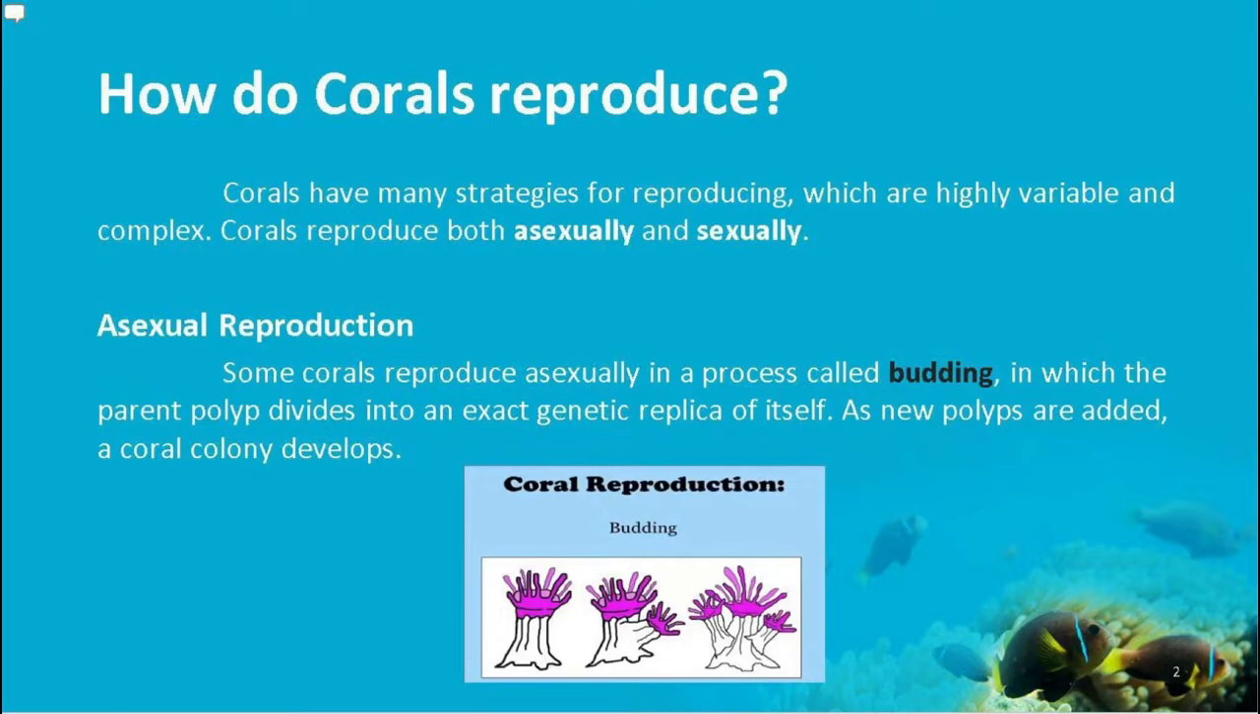Some corals reproduce asexually in a process called budding, in which the parent polyp divides into an exact genetic replica of itself. As new polyps are added, a coral colony develops. The figure below shows how coral budding works. Moreover, a video will be shown for you to be more illuminated regarding coral budding.